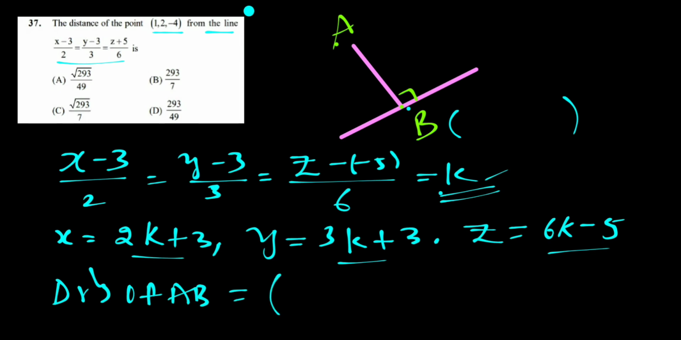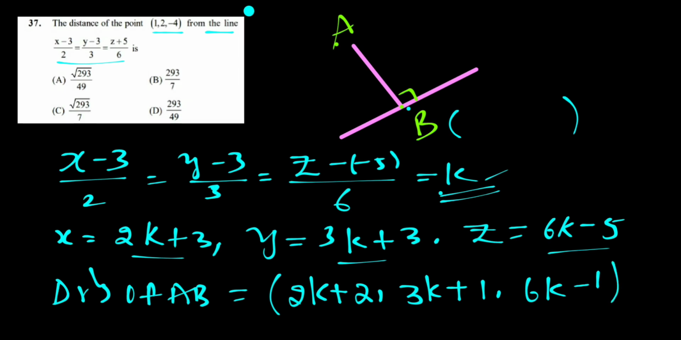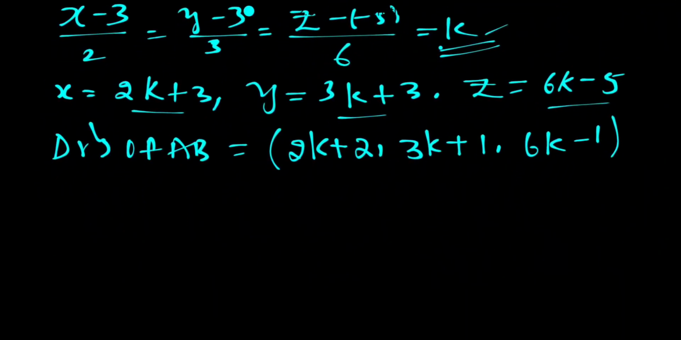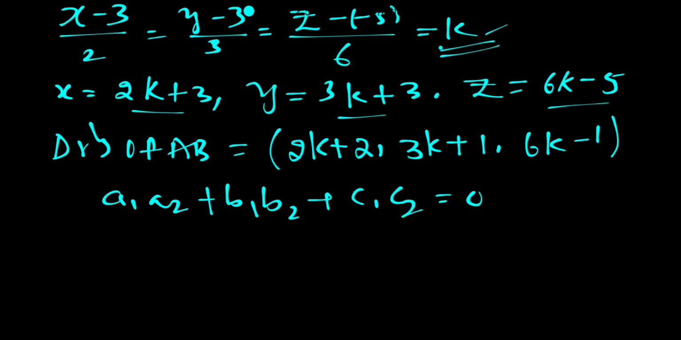DRs of AB is x2 minus x1. So 2k plus 3 minus 1, that is 2k plus 2. Next, 3k plus 3 minus 2, 3k plus 1. Then 6k minus 5 plus 4, minus 5 plus 4 is 6k minus 1. So these are the direction ratios of AB. Next, A1, A2, B1, B2: we have the perpendicular, no? So that's why A1A2 plus B1B2 plus C1C2 is equal to 0.